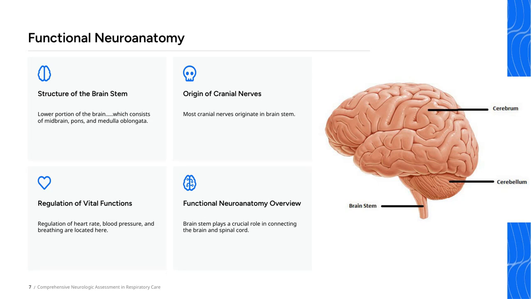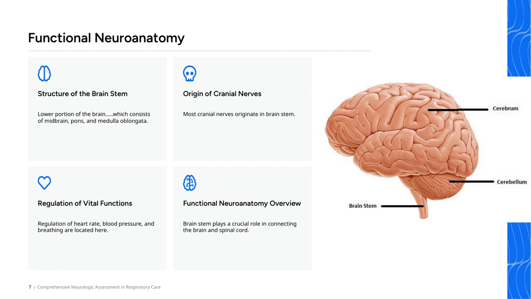Let's take a closer look at the functional neuroanatomy involved in respiratory care, starting with the brainstem. The brainstem plays a crucial role because it acts as a vital connection between the brain and the spinal cord, essentially serving as a communication highway. It's responsible for regulating some of our most vital functions, like heart rate, blood pressure, and breathing. These are automatic processes that we don't consciously control, but they're essential for survival.